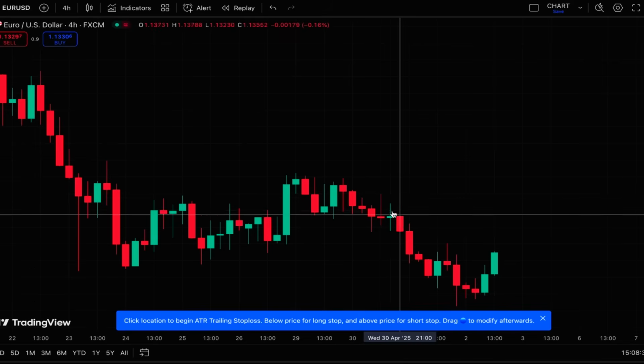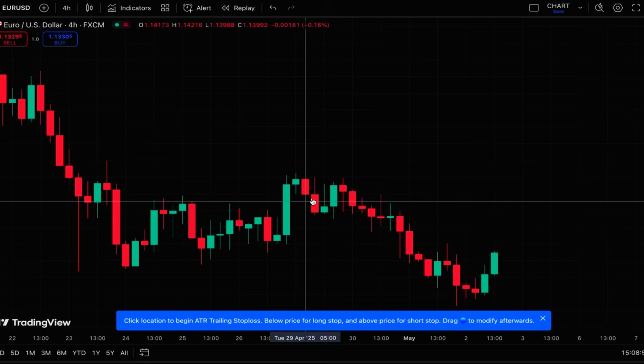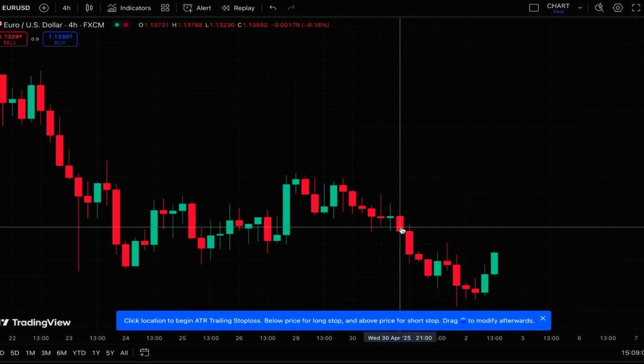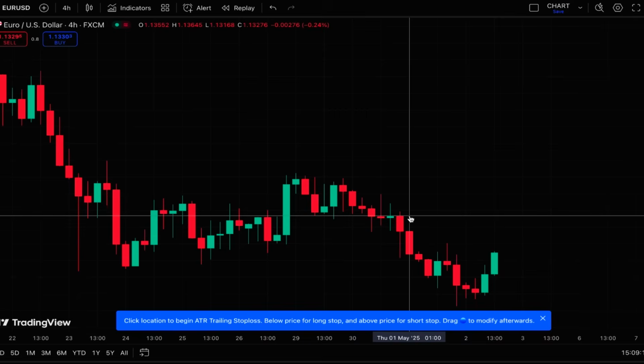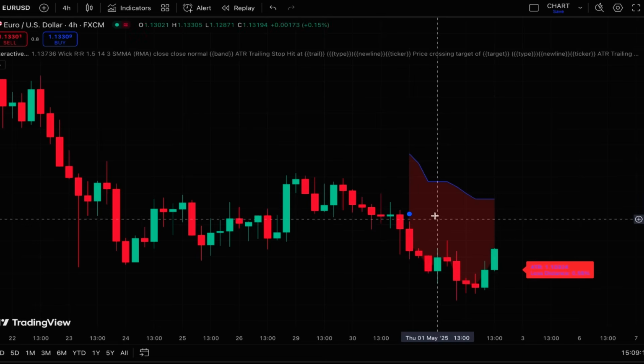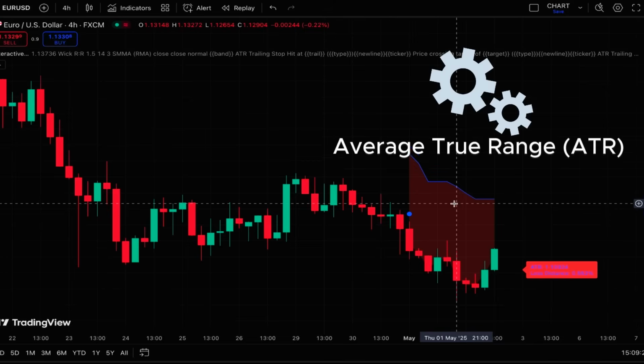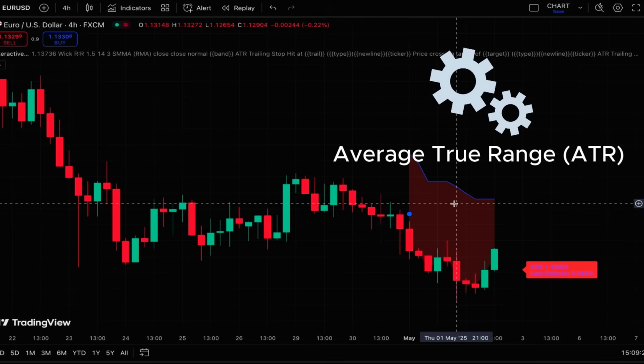Consider we entered a short position here after the price broke out of this consolidation period. So we click somewhere above the price and you can see that the indicator has added this level. This indicator also uses ATR for calculating this line.